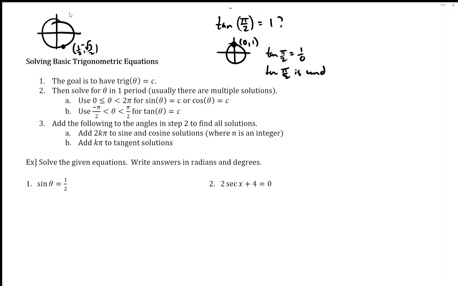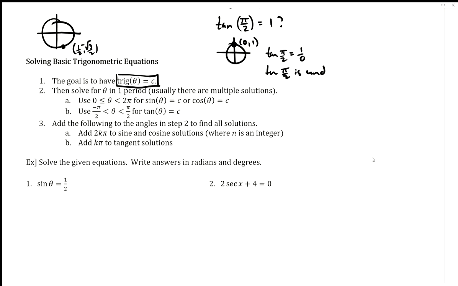Everyone, and welcome to our video on solving basic trigonometric equations. So our goal in these problems is to have the trig function all by itself. And then after it's all by itself, we'll use our unit circle. So we want whatever the trig, so I just wrote trig as like sine or cosine or tangent or whatever, of theta equals a constant.